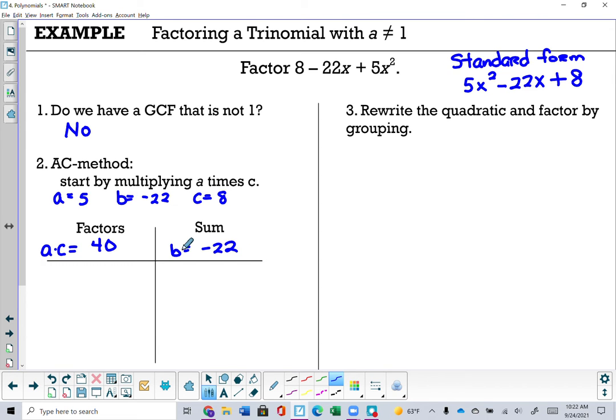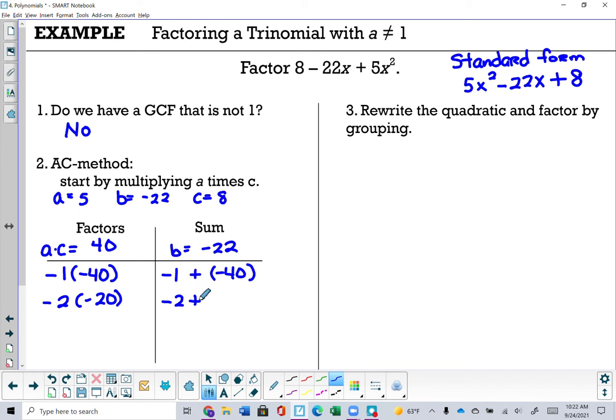Because our sum is negative, I know that I need to multiply two negative numbers here in order to get a positive 40. So I do -1 and -40 to start. That is not going to give us the sum that we want. -1 plus -40 is -41. Not what we want. Next, -2 times -20. All right, that gives us +40.